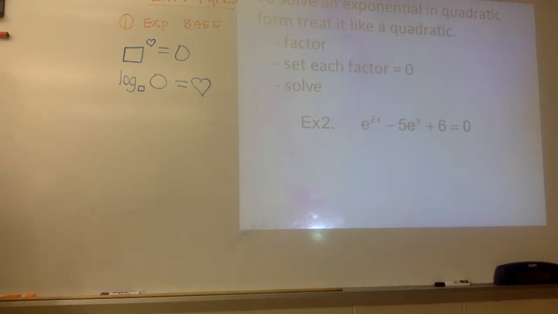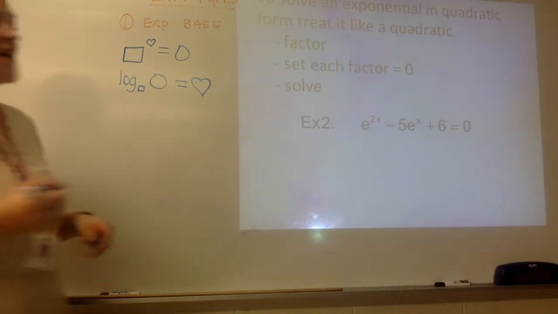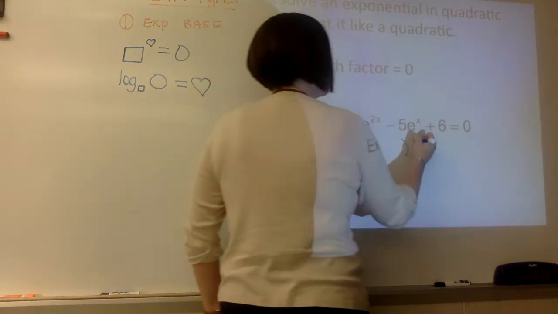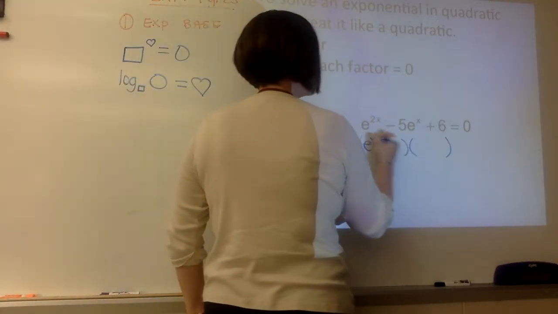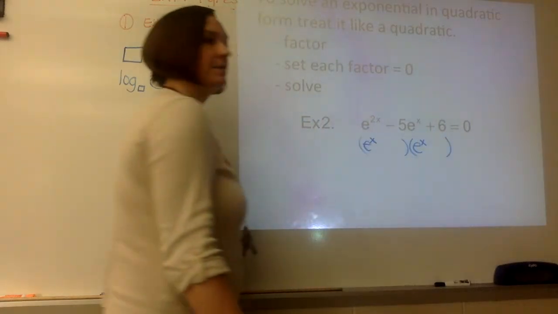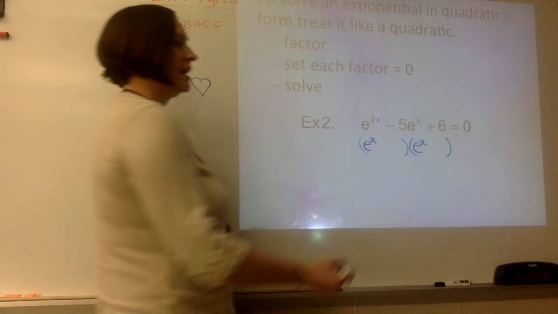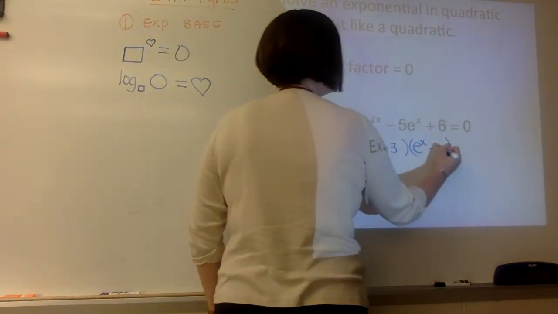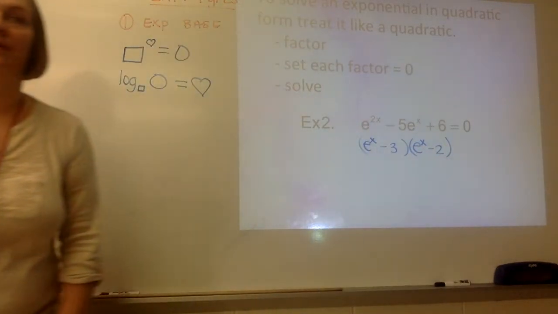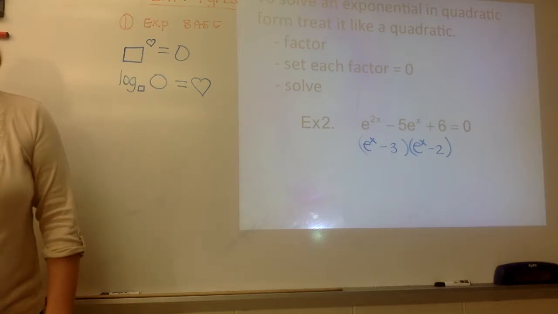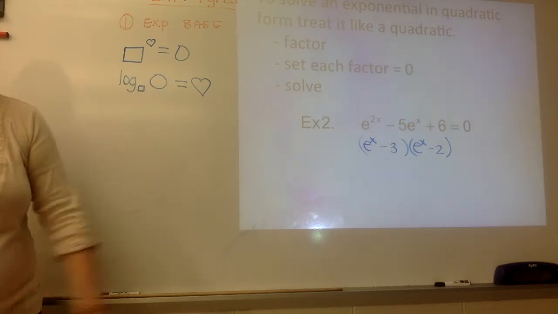Okay? It looks like a quadratic. We're going to first factor this. So I'm going to take the 2 quantities, and I'm going to say e to the x, e to the x. When I multiply them, I add the powers. That's where I get e to the 2x. What 2 numbers multiplied give me 6? Negative 3, negative 2. Does this look familiar from the warm-up? That's why we did the warm-up right here. Ching.